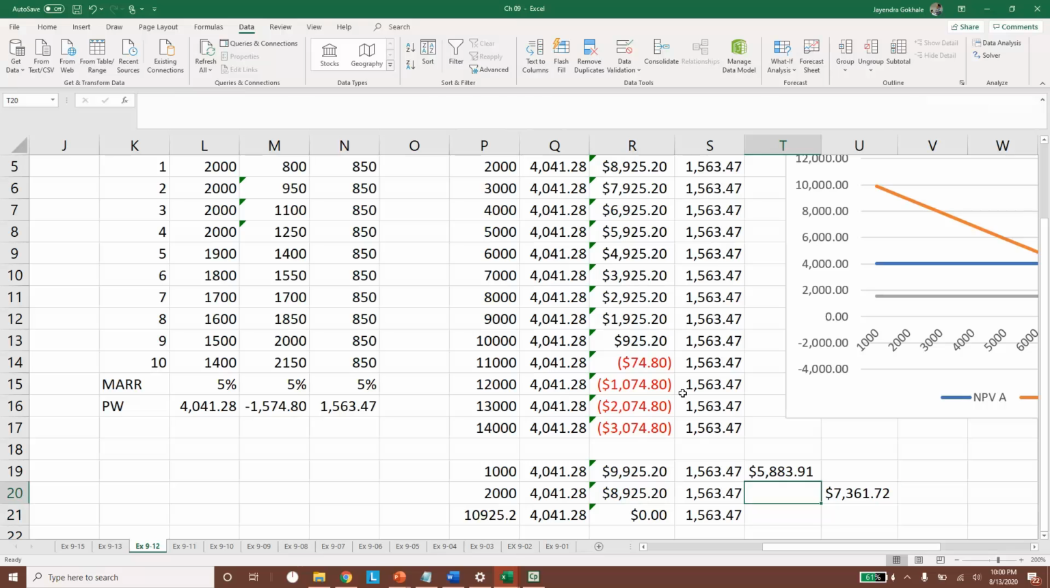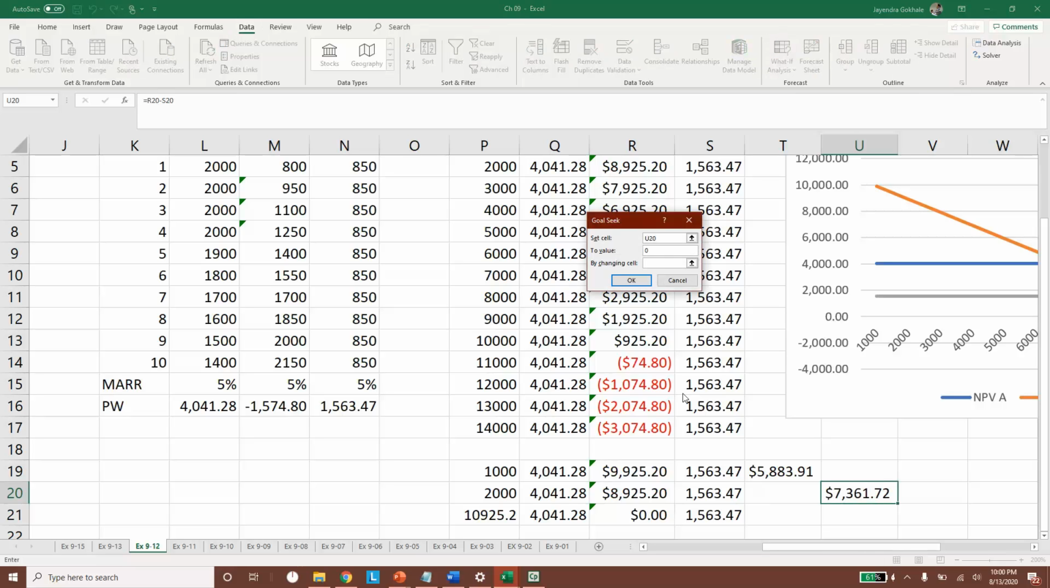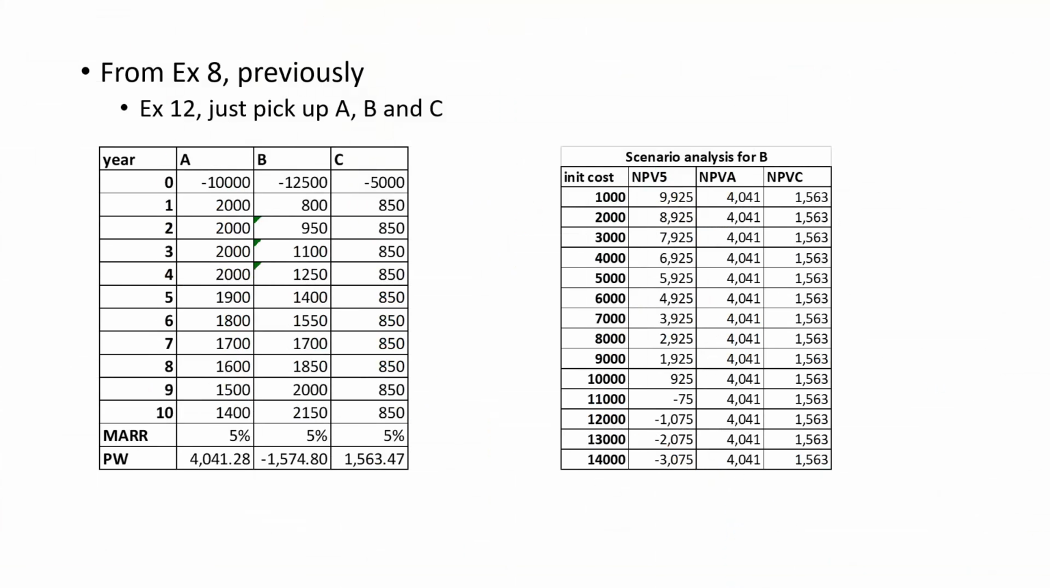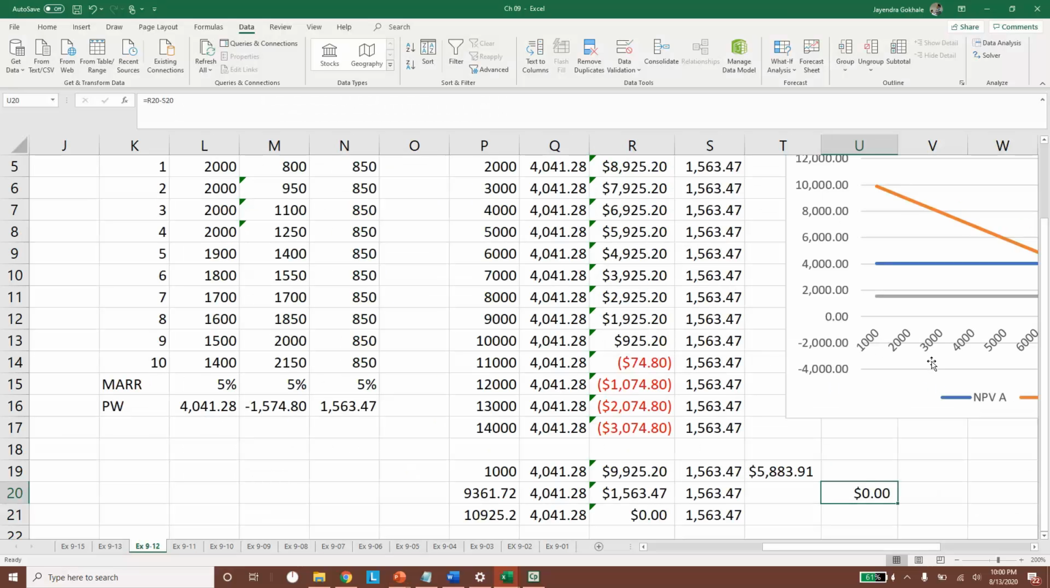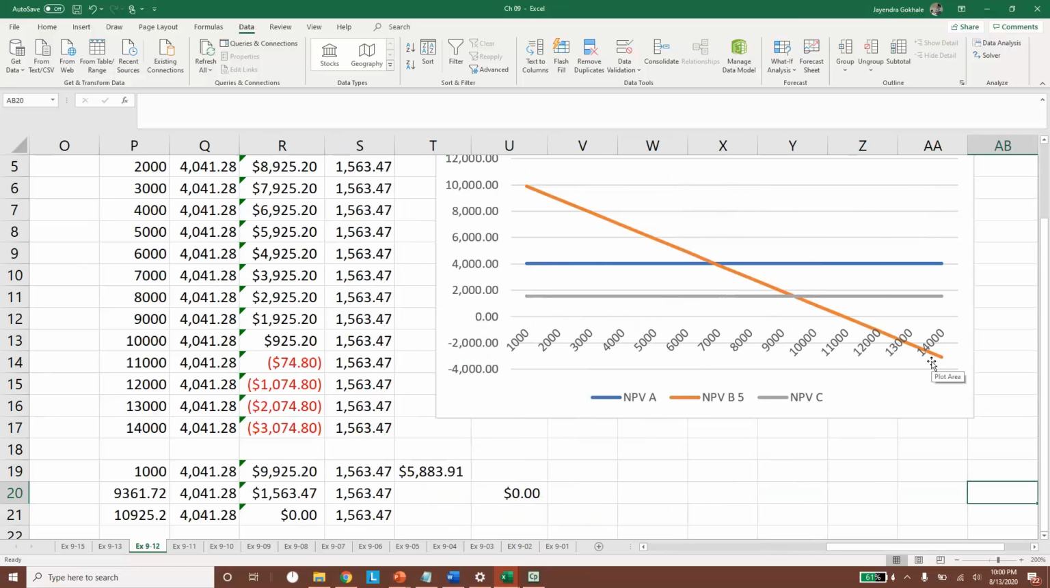The second is when do C and B have the same NPV? Alt AWG to 0 by changing the 2000. So 9361. Let's go to the graph. Yes, 9361 is when B and C meet in NPV, when the initial cost of B is 9361.